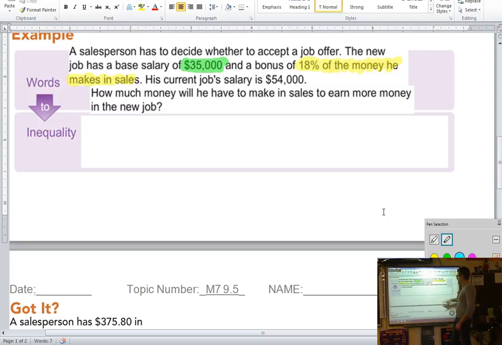And his current job pays him $54,000. But, hey, we okay back there, guys? Does his current job have any bonuses? No, all it pays him is $54,000. So here's our question. What will he have to make in sales to earn more money in his new job? Try to set this up and go ahead and try to do the solution if you can. Do not look up at the board. I'm going to take a lap, see if anyone needs help. Then I'm going to start writing.